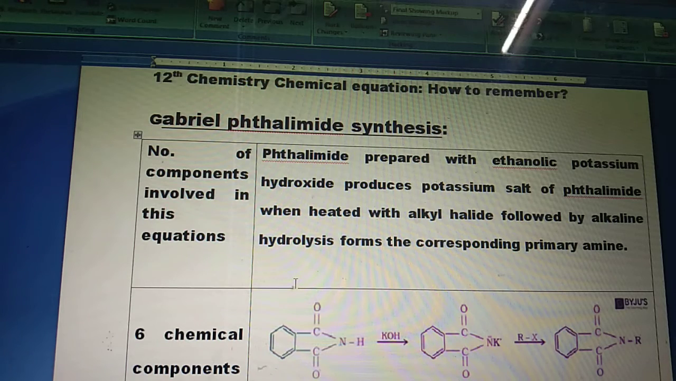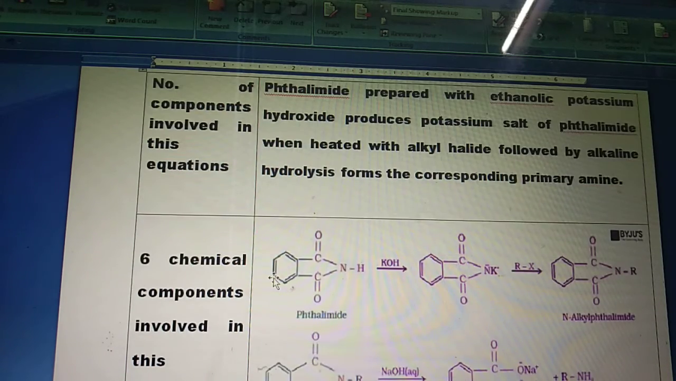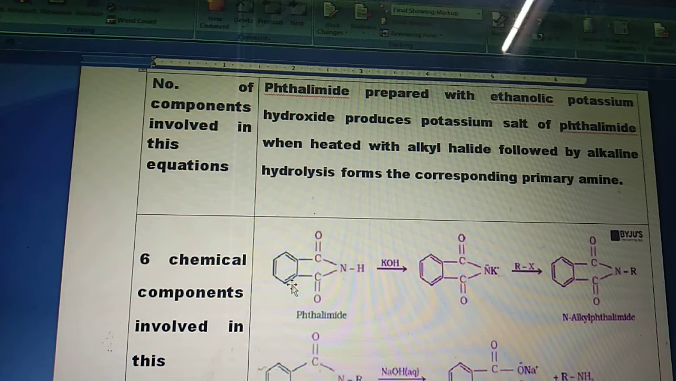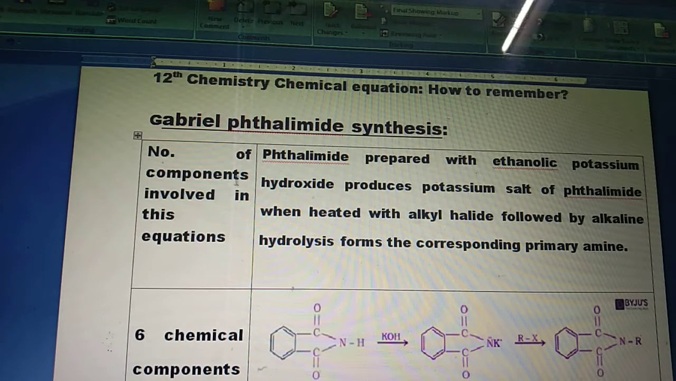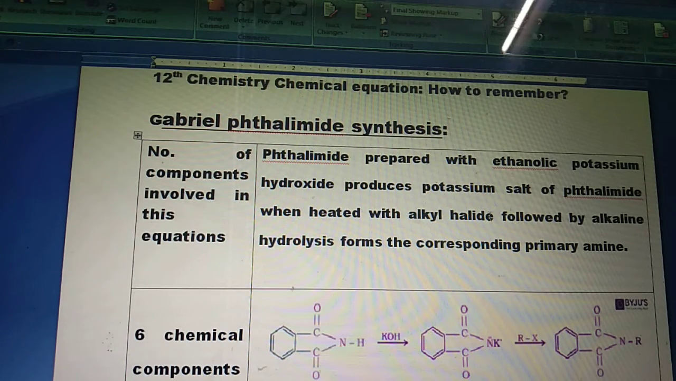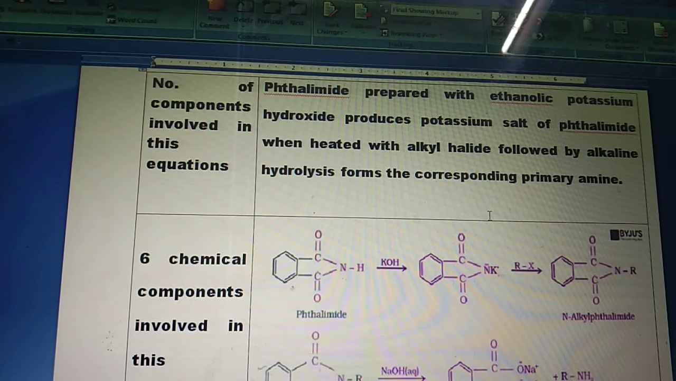Especially in the case of chemical equations, two sides of the equation will be there, and normally one single equation goes with so many components. So if you see, there are a number of components involved in this equation. Phthalimide treated with ethanolic potassium hydroxide produces the potassium salt of phthalimide, which when heated with alkyl halide, followed by alkaline hydrolysis, forms the corresponding primary amine. So this is the chemical reaction.